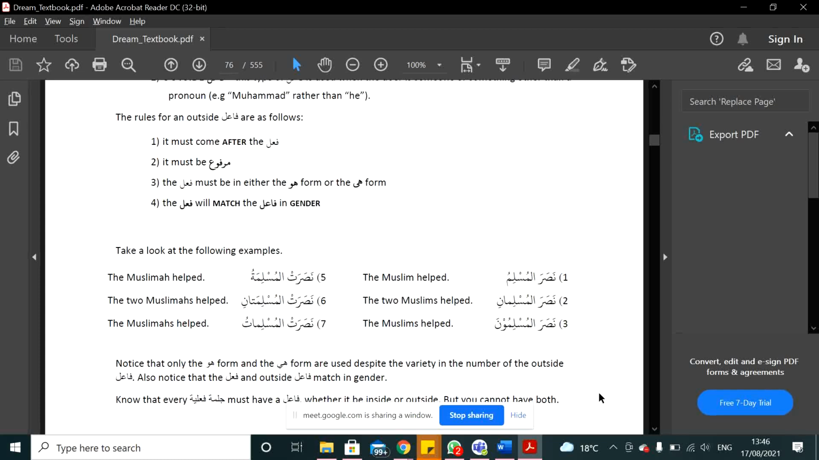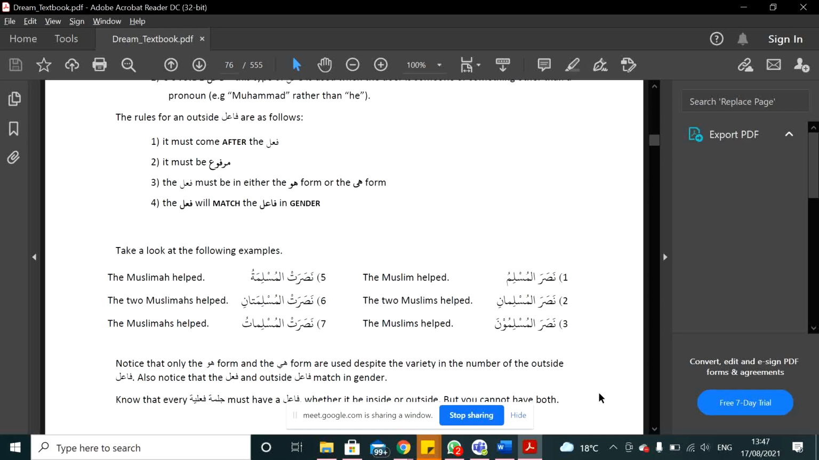Listen to me. Forget about everything. Now listen to me. If we have an outside doer, right? Outside doer means other than the pronoun. If we have an outside doer, it can only mean that we have the third person we are talking about, and in the third person we have hua and hiya format. So we can only use two types of format for a verb, which is hua or hiya. Now coming to the doer. So the verb will always remain in hua or hiya form.